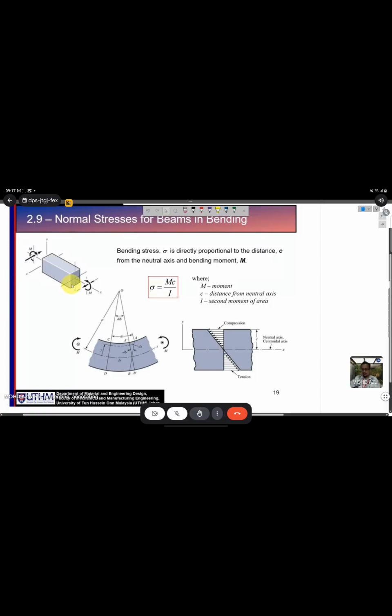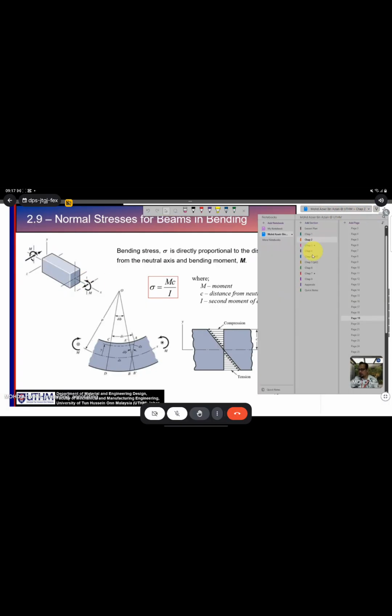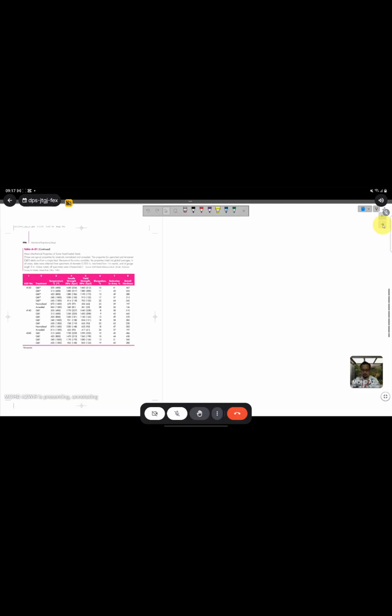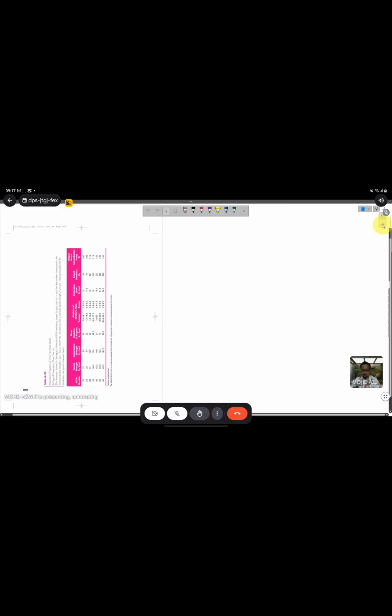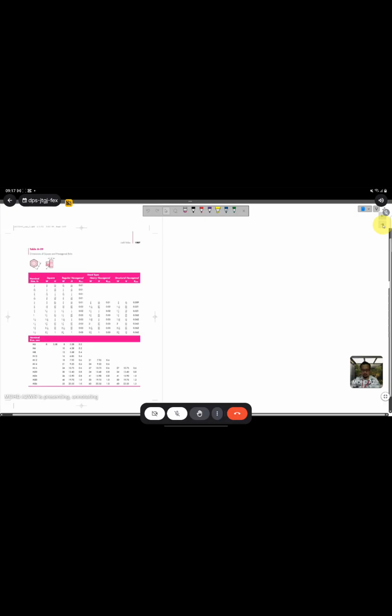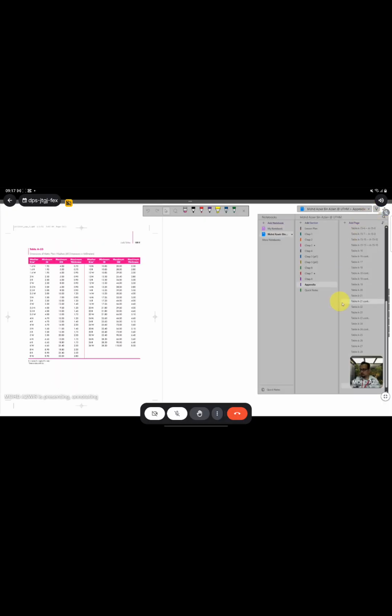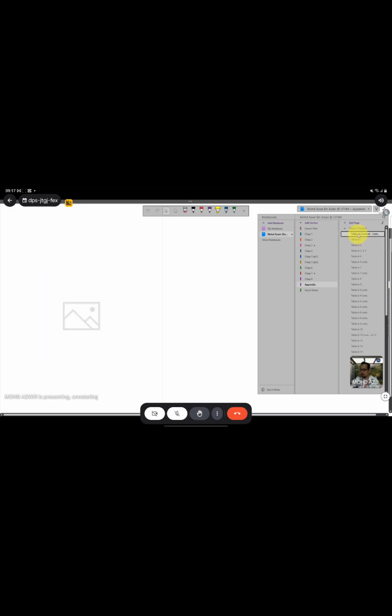For a rectangle, the I will be something with d cubed, if I'm not mistaken. You can check that one in the appendix. Appendix, which one? Let's see the appendix. Where is it? Table of contents.